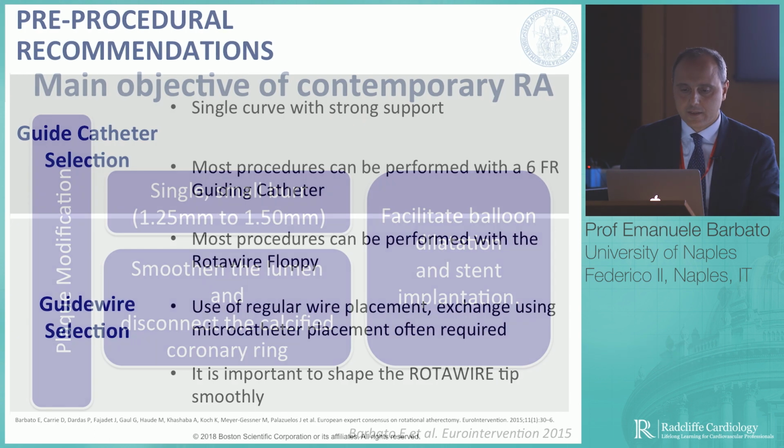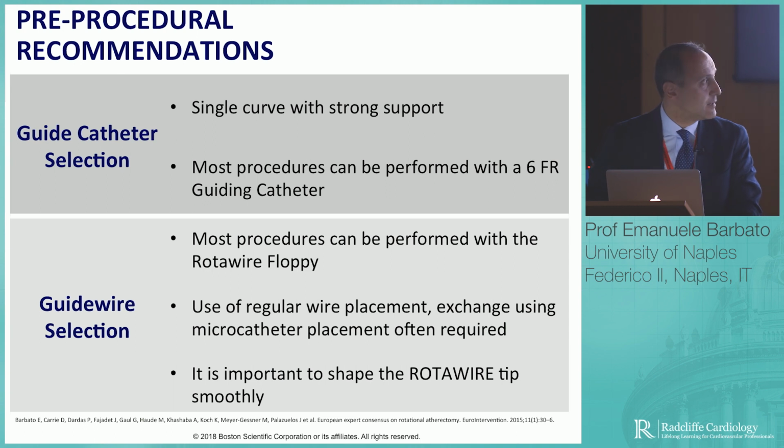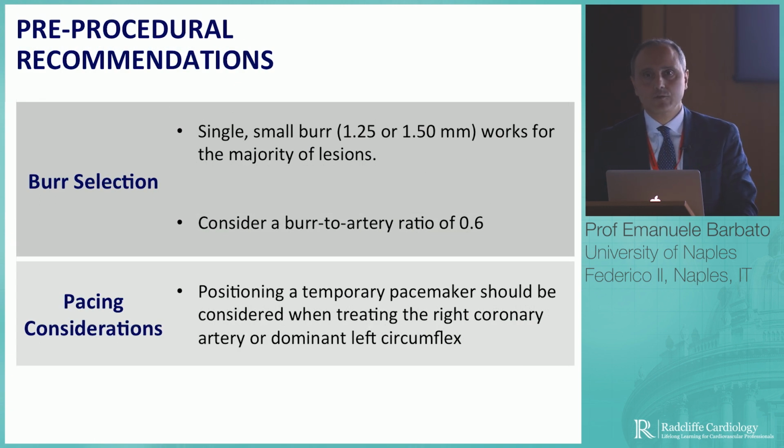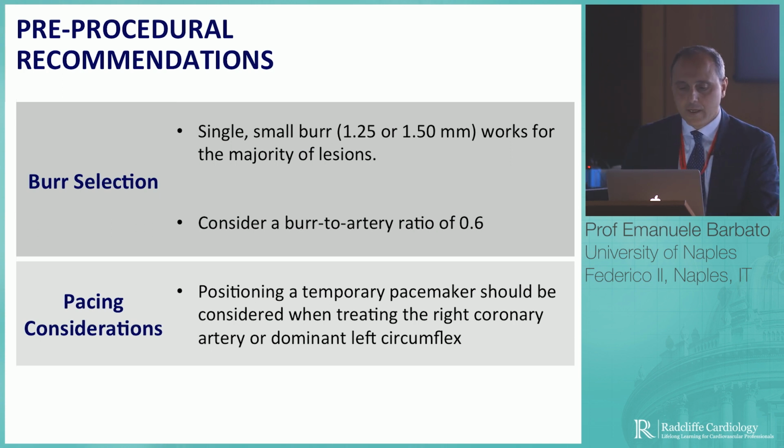In the same document, we made a number of recommendations. I don't want to go through all of them. I want to perhaps highlight a few of those who might be of interest. How to select bar size. We agreed that a good plaque modification could be achieved with a bar to artery ratio of 0.6. Pacing considerations. If you are in the beginning of your learning curve, it would be useful to have a pacemaker lead for right coronary artery or for dominant circumflex, even if I'm sure that once you gain experience, you can manage those cases with a little bit of atropine or just bailout pacing. But in most of the cases, it's not really needed.